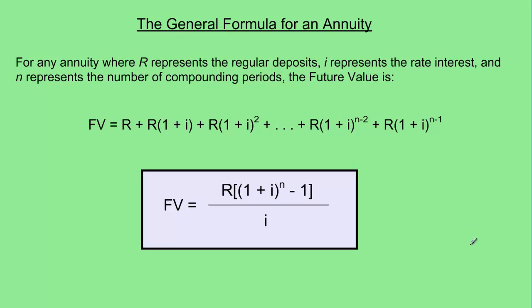And so this leads us to our general formula for an annuity. For any annuity where R represents the regular deposits, i represents the rate of interest, and n represents the number of compounding periods, we can find the future value of an annuity as this equation: R times 1 plus i to the exponent n, subtract 1, and all of that over i.